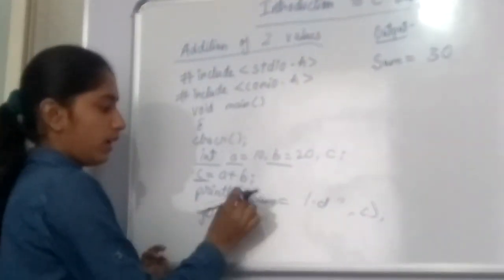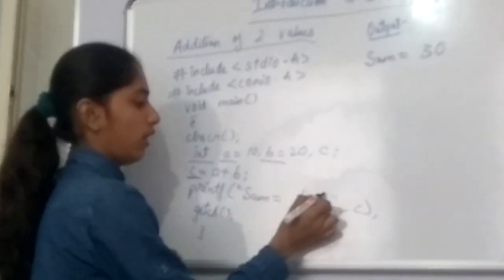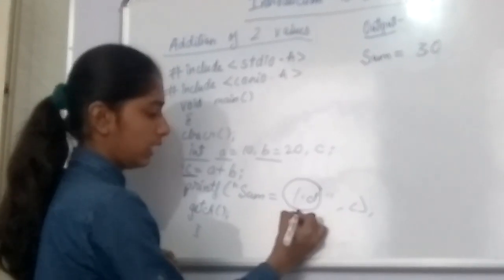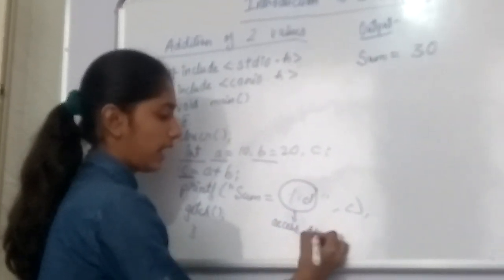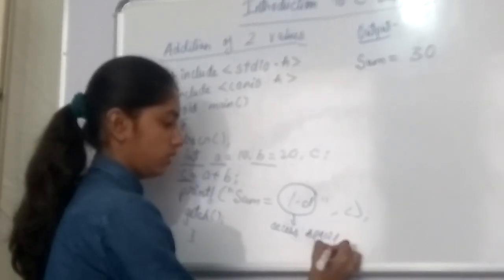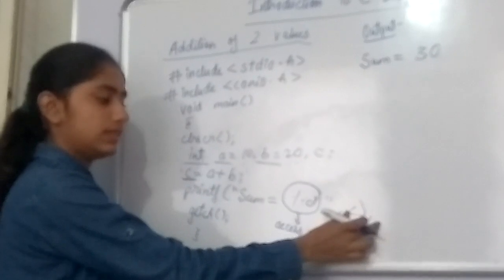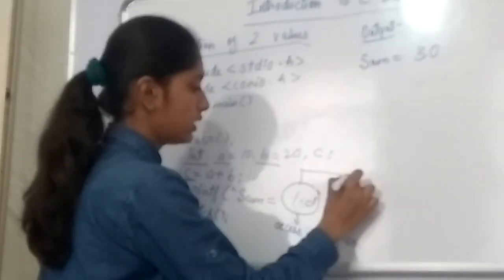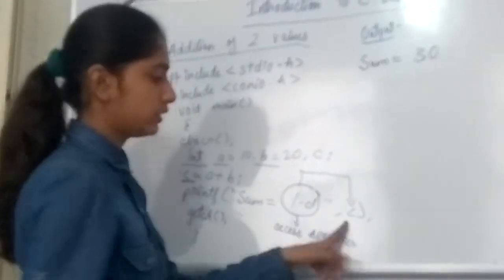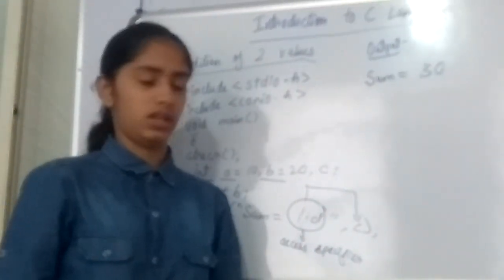Now in printf, again I have written a simple message, sum equal to. Now this symbol %d is called access specifier. This access specifier is used here for printing the variable's value, comma c. So here sum equal to %d and the value of this should be the value of c. So the answer sum equal to 30 has been printed.